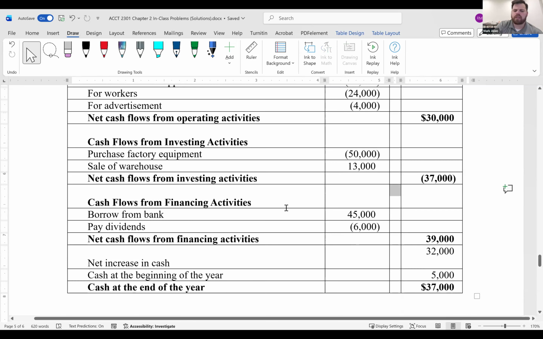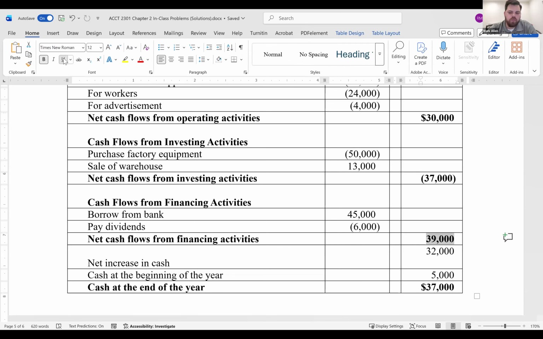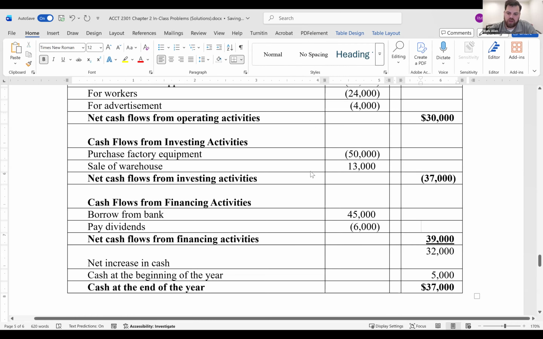Our last section then is the financing section. And when we do the financing section, what we find is that we borrowed some money from the bank and we paid some dividends. Comes down to a positive 39. We come down then and we do 30 plus 39 is 69,000. Minus 37 is a positive 32. So this is really just the sum of these three values.